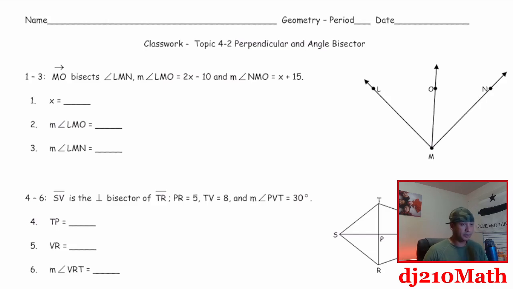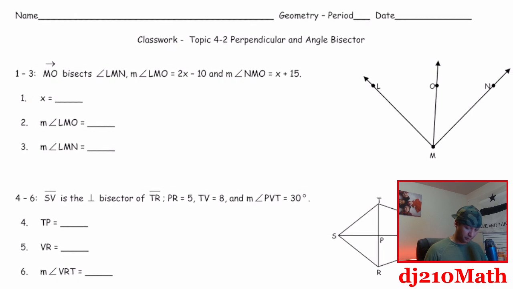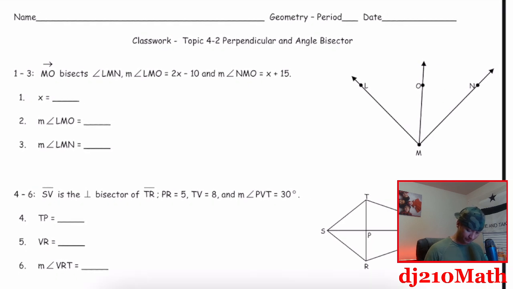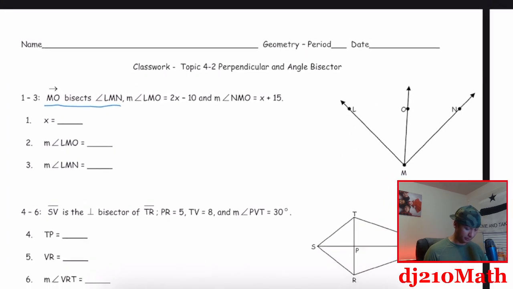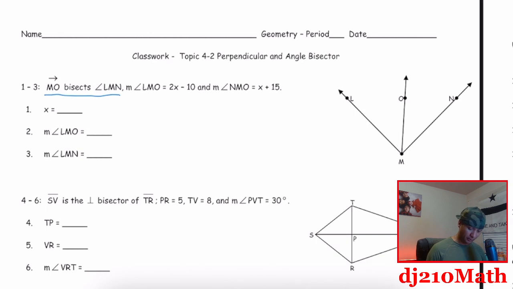All right, let's get to geometry homework. So we're going to use the picture to identify all the things that's happening. Okay, MO bisects LMN, right? Anytime they tell us something like this, we just can't ignore it. It means something very specific to the picture. So MO bisects the angle, meaning it cuts it in half and the angles are equal.